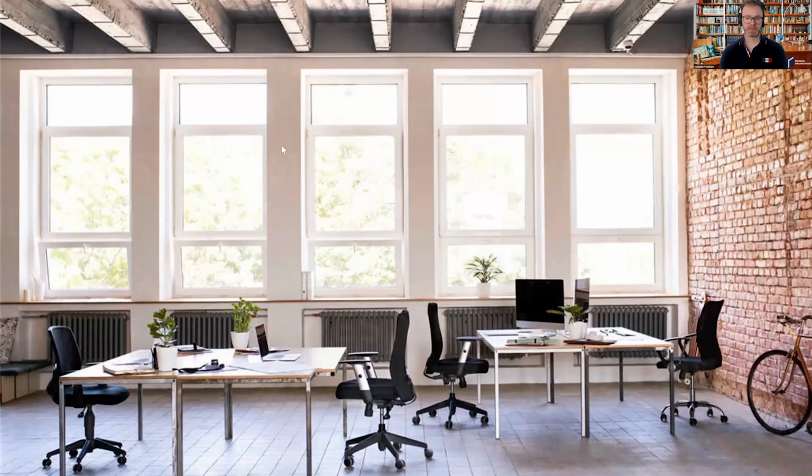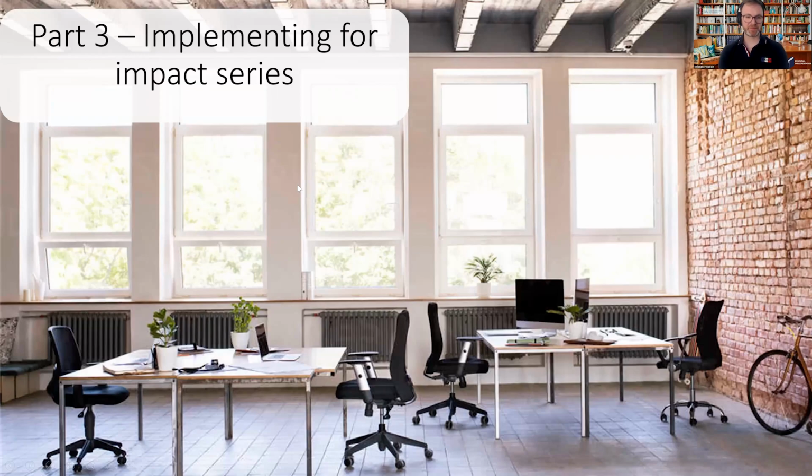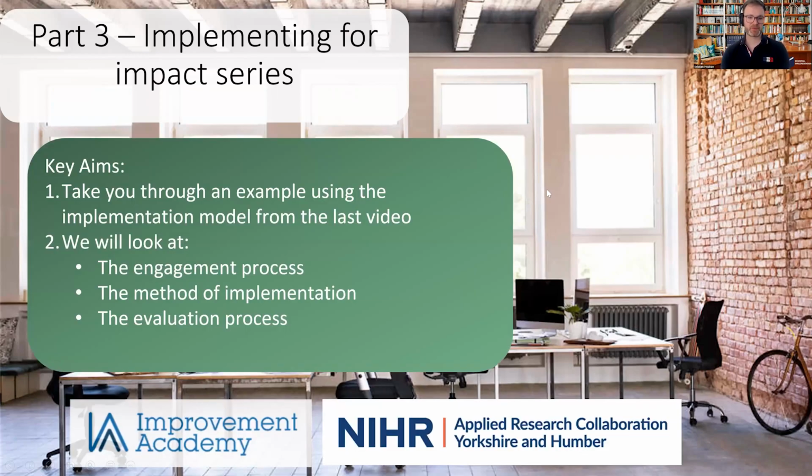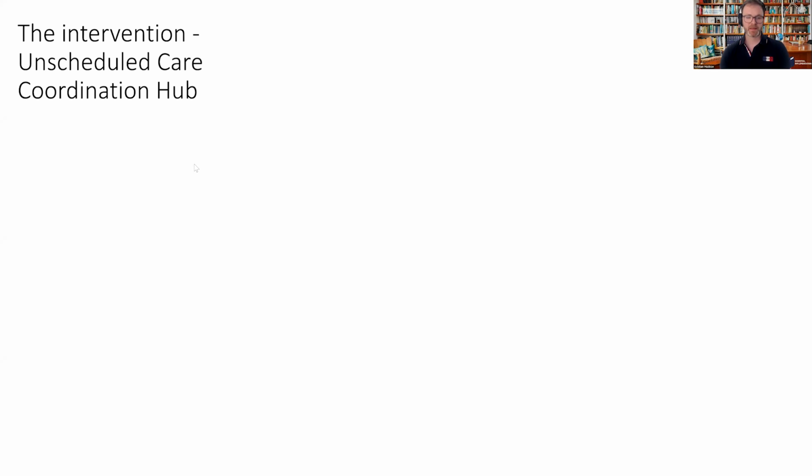Okay, so welcome to part 3 of the Implementing for Impact series. So key aims today. I'll take you through an example using the implementation model from the last video. And while I do this, we're going to look at the engagement process, the method of implementation, and the evaluation process. So this is the intervention. You may have a different intervention. This is just to give you an idea, but I think you can still apply it to the same model.